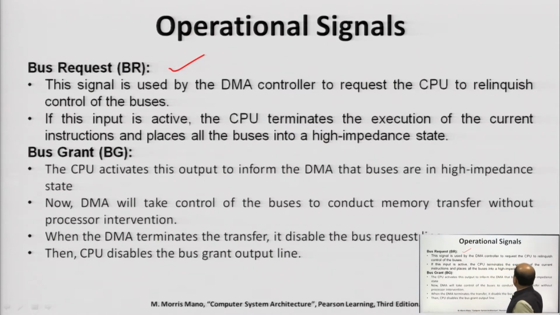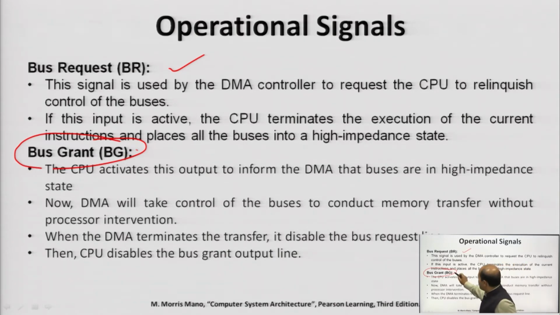This signal is used by the DMA controller to request the CPU to relinquish control of the bus. It is the signal issued by the DMA to request the CPU to please relinquish the channel. If this input is active, the CPU terminates the execution of the current instruction and places all the buses into a high impedance state. Once the BR signal is issued by the DMA, the CPU immediately sends the bus grant signal, and all the buses go to the high impedance state. The CPU terminates the current execution and grants the channel to the DMA.